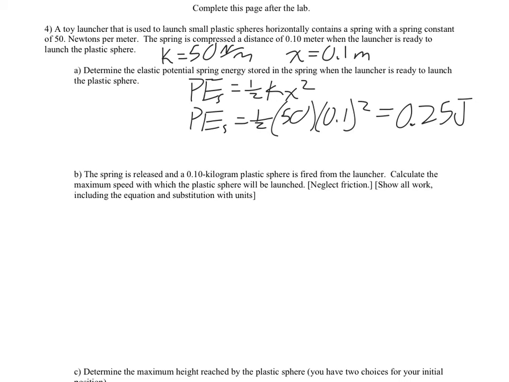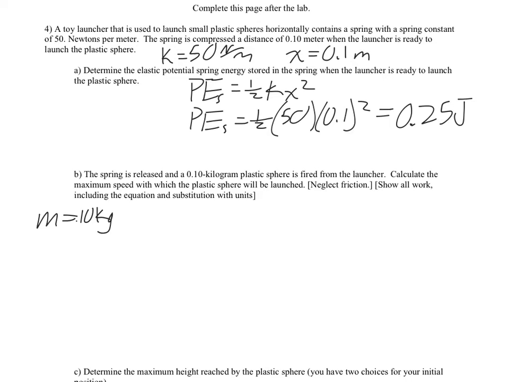The next part of this question says, the spring is released and a 0.10 kilogram plastic sphere, so now we're given a mass, is fired from the launcher. Calculate the maximum speed with which the plastic sphere will be launched. Neglect friction, show all work including equation and substitution with units. One thing we have to realize for this question is that in our initial picture, we only have elastic potential energy. In our final picture, we only have kinetic energy.